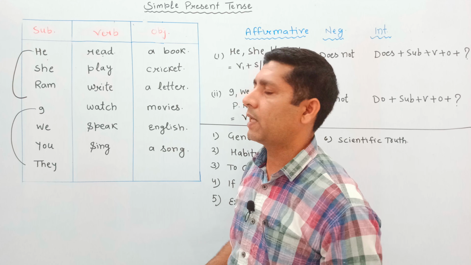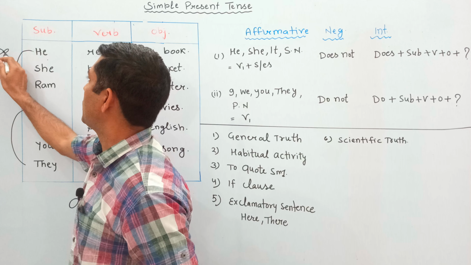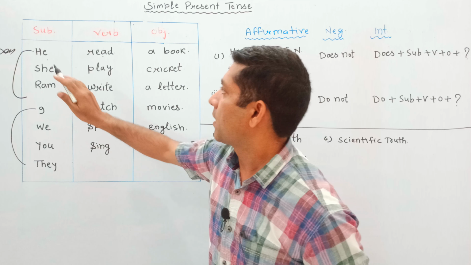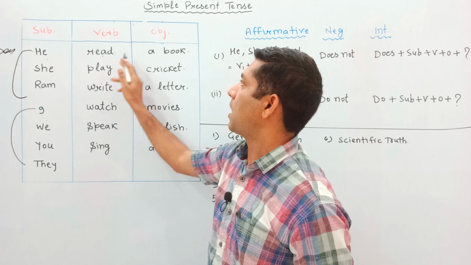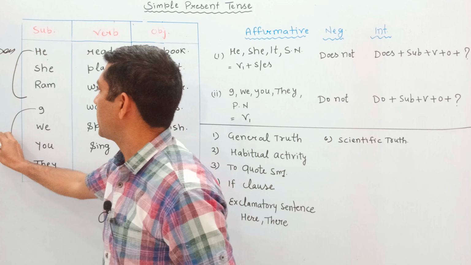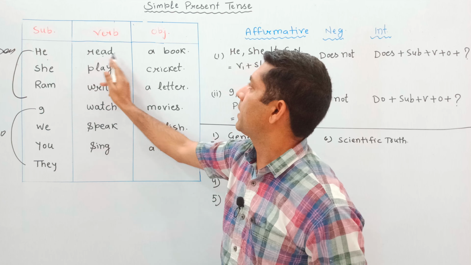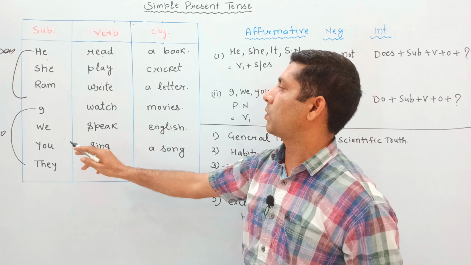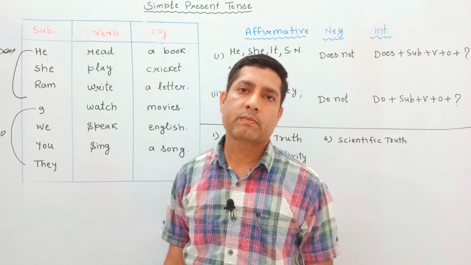And while making an interrogative sentence, we just put do or does before the subject. Does he read a book? Does she read a book? Does Ram read a book? And we put do before a plural subject. Do I read a book? Do we read a book? Do you play cricket, etc.